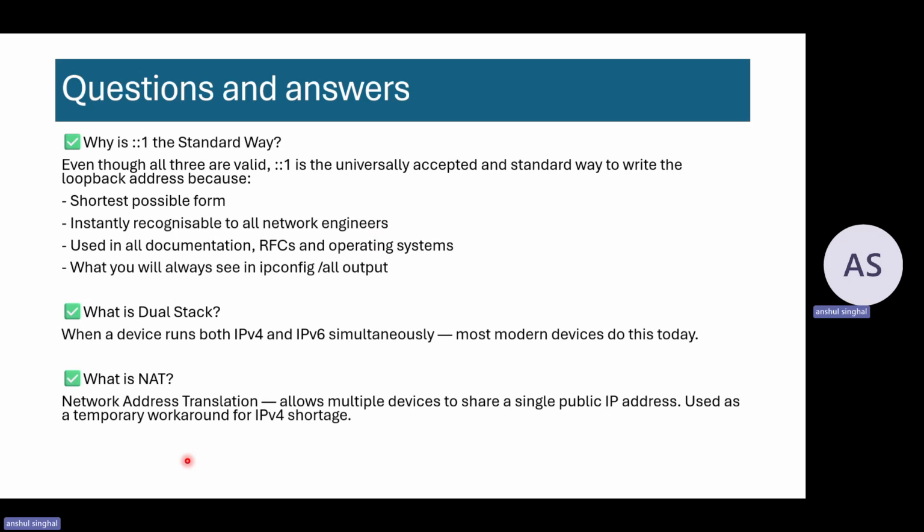What is NAT? Network Address Translation. So we haven't covered it yet, but it allows multiple devices to share a single public IP address. I think we will cover it in later videos. But for now, network address translation just allows multiple devices to share a single public IP address.